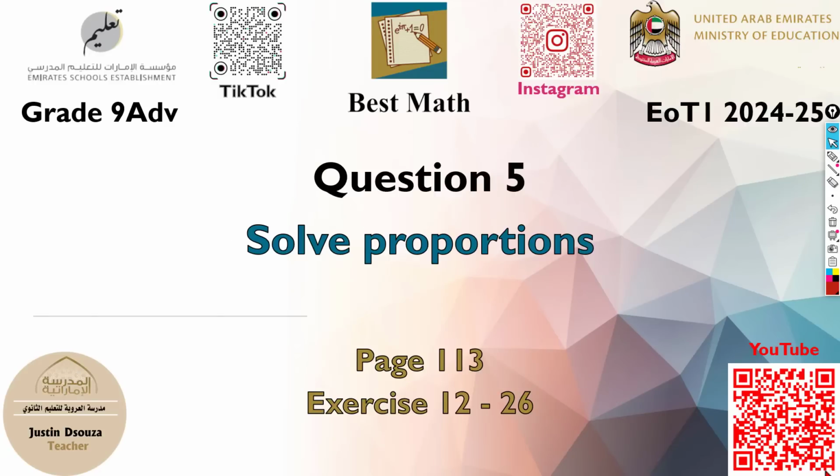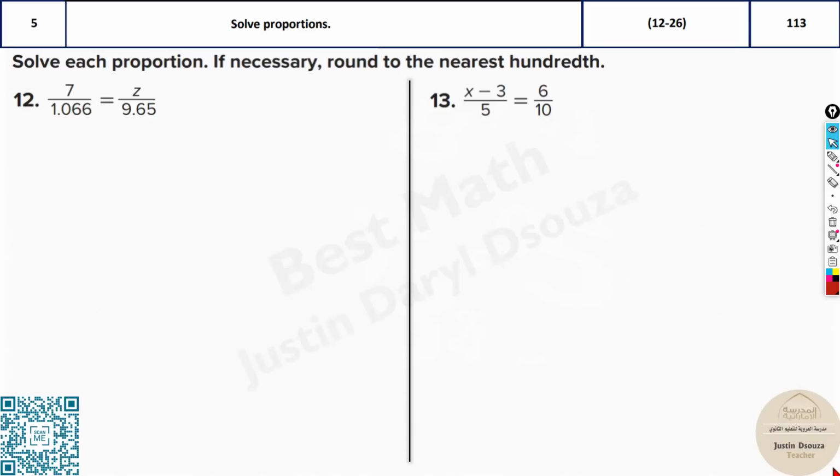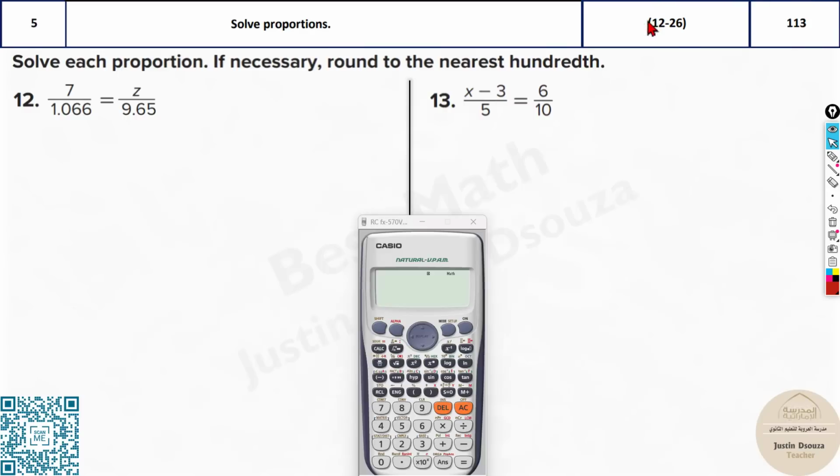Moving on to the question 5, one of the easiest concepts in this EoT, it's to solve proportions. Now, since this is a multiple choice question, we can solve all this by calculators. Let's take our calculators now. In order to solve proportions, all you need to do is type in the equations. So we have 7 divided by 1.066 equals, x is by alpha, and over here calc, that gives you equal to.